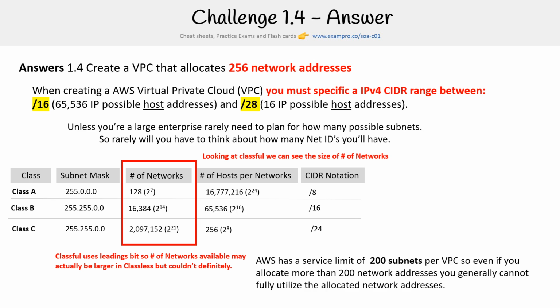But I just want to point out that even if we were able to figure out how many net IDs we would be able to calculate, so we know how many subnets we have, AWS has a service limit of 200 subnets per VPC. So even if you could allocate more network addresses, you generally cannot fully utilize the allocated network addresses anyway. So it doesn't really matter.